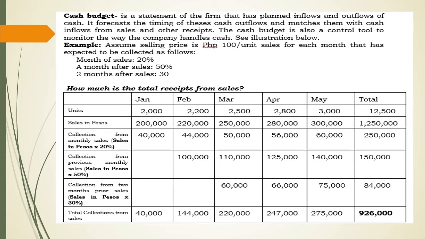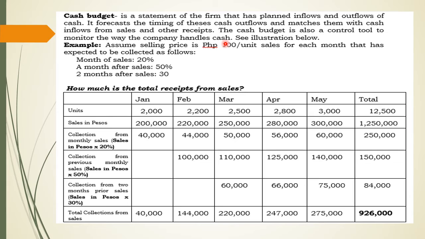Next is cash budget. It is a statement of the firm that has planned inflows and outflows of cash. It forecasts the timing of these cash outflows and matches them with cash inflows. So kung unsay na-out, unsay nagasto, i-match pod ang inflow, mga receipts, inflow from sales and other receipts. The cash budget is also a control tool to monitor the way the company handles cash.